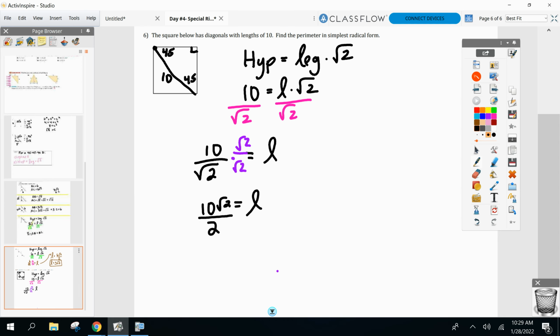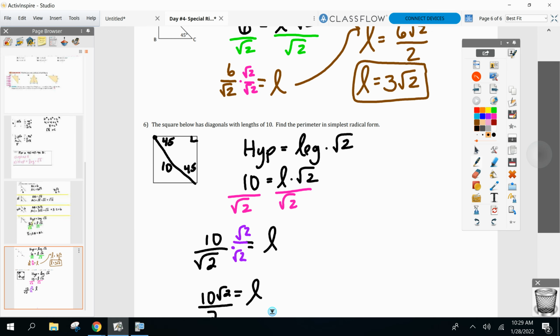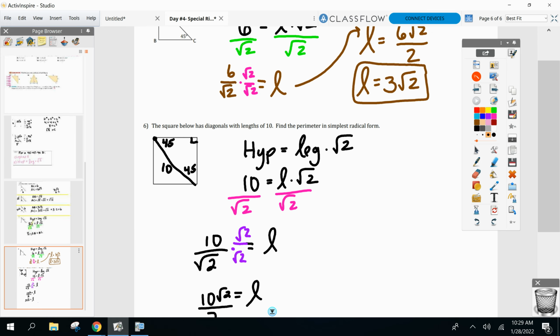Clean it up a little for me, though. 5 radical 2. I wish we were done. What do the directions say? Look back. Find the perimeter. Right? Find the perimeter. Well, what do you know about the sides of a square? Right? 5 radical 2, 5 radical 2, 5 radical 2, 5 radical 2.